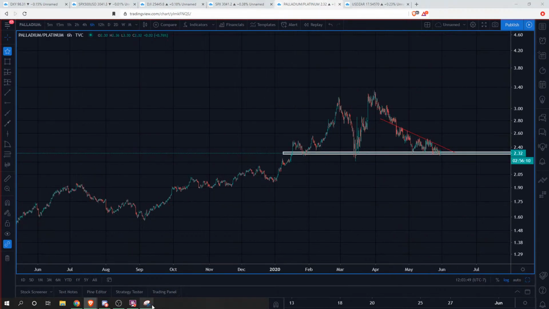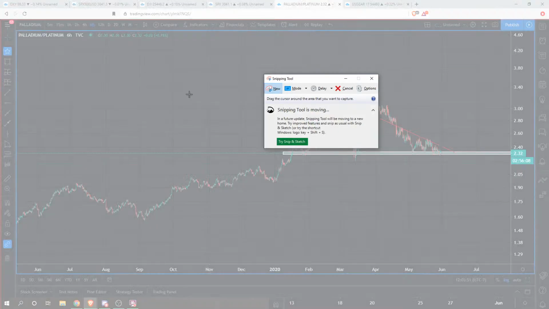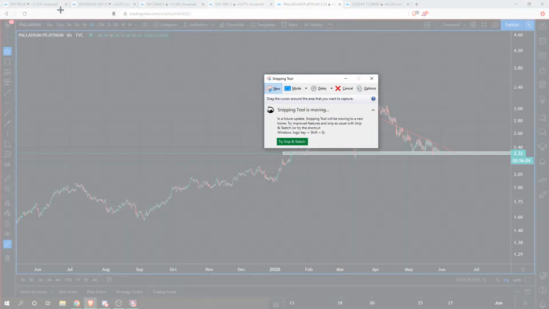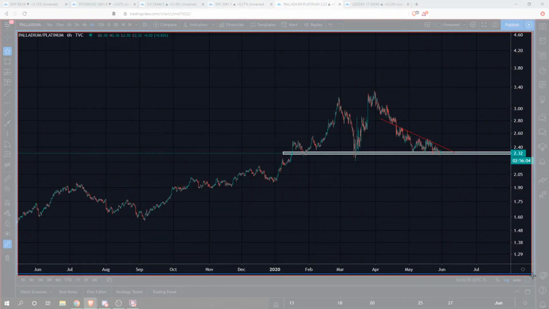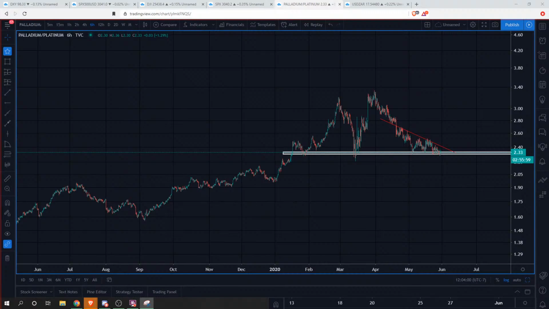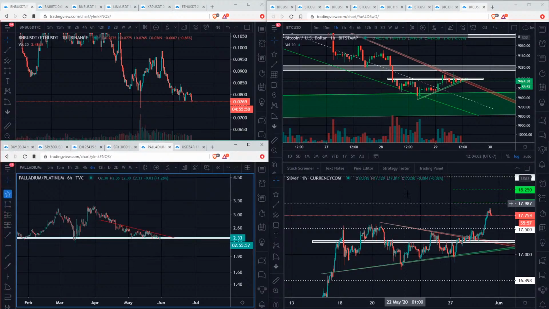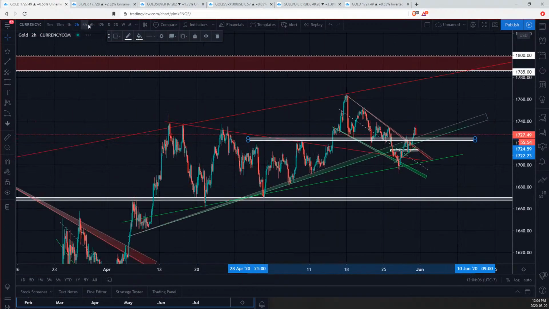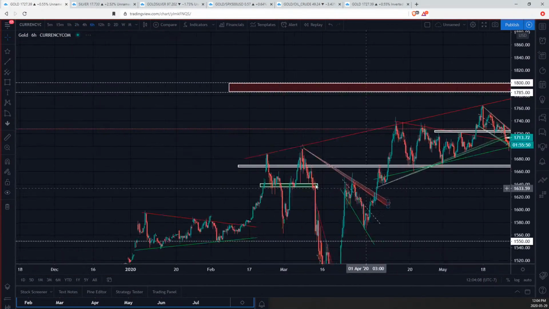So let's just take a picture of it and then let's look at it, just so you know what I'm talking about. Actually, I'm going to take the whole thing here. So this looks very similar to, potentially, if it does move to the downside, I'll move this over a little bit. Quickly look at gold that we already did look at. And 6 hour.